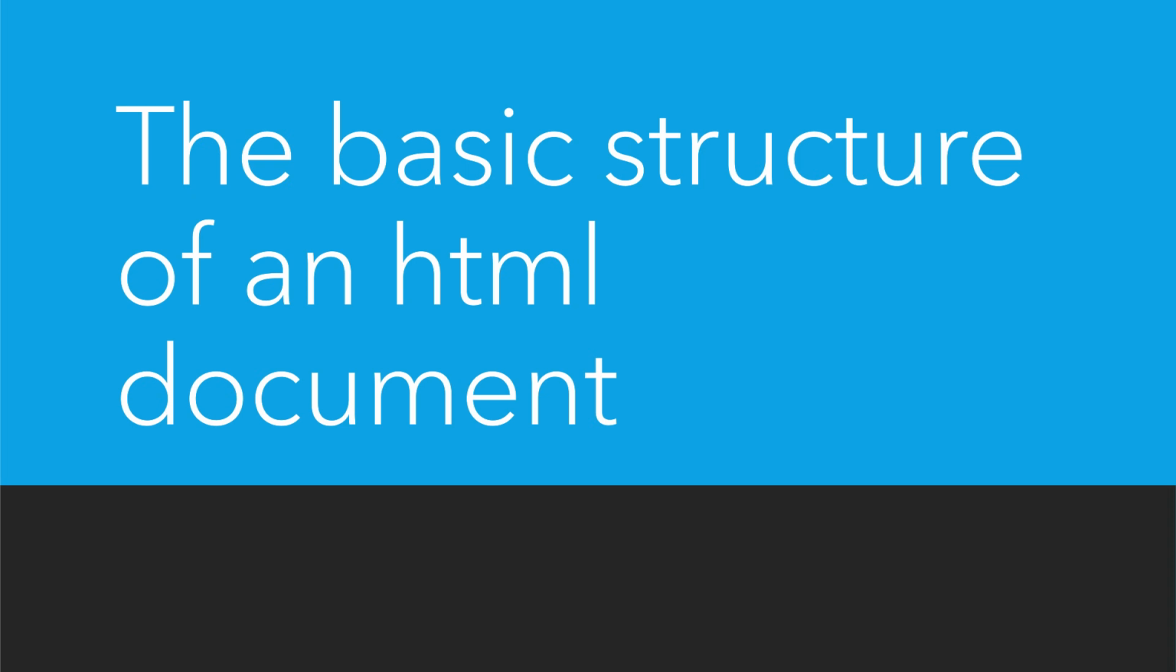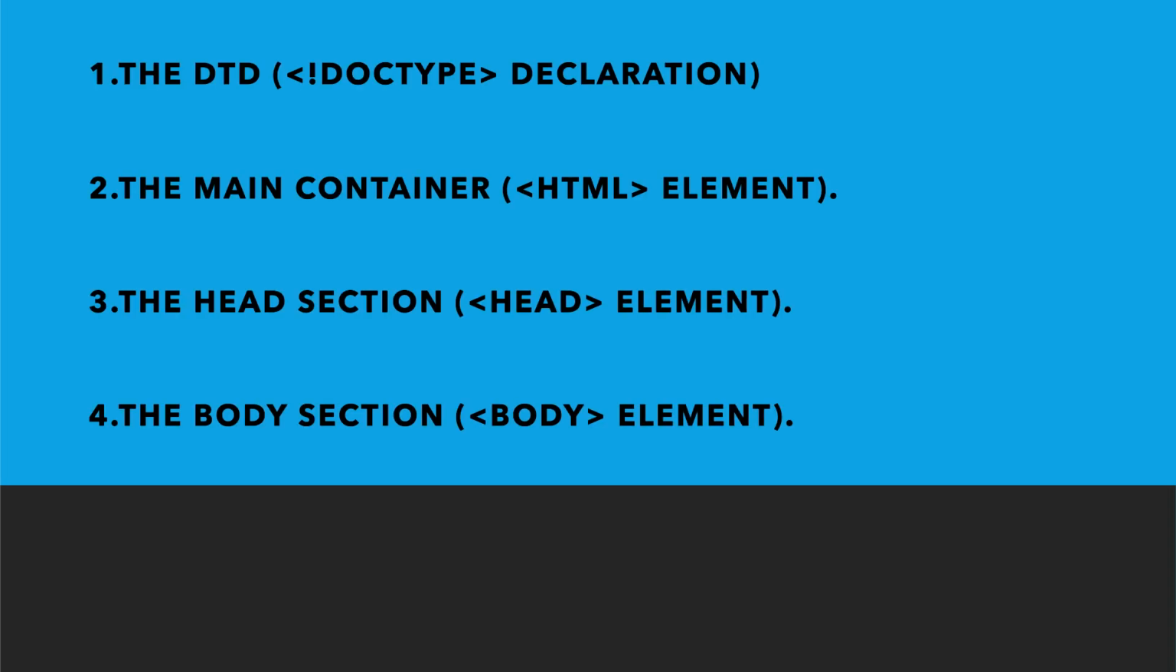Before you can start adding content to your document, there's a basic structure you need to set up in your file. This structure is not only required for your document to be compliant, but will also allow you to provide useful information about your document. The basic structure of any HTML document consists of the following sections or elements: the DTD, the main container, the head section, and the body section.